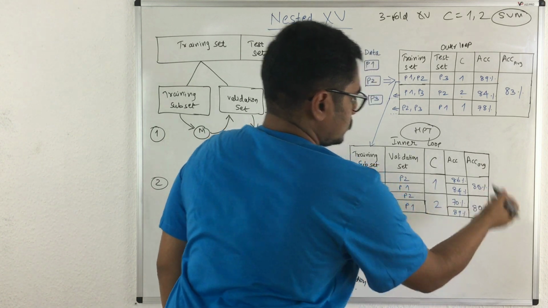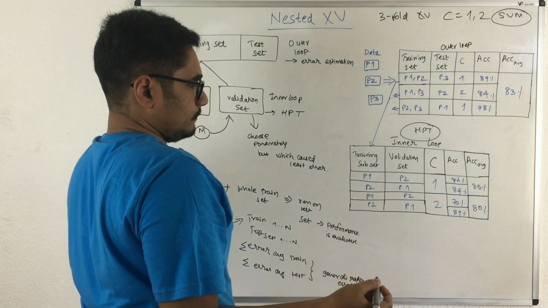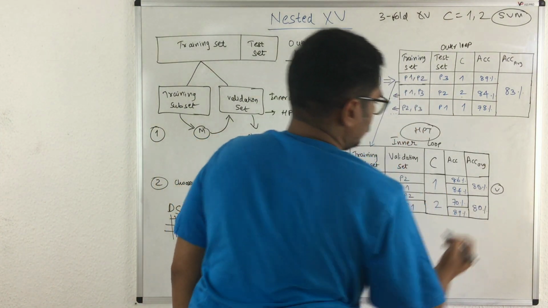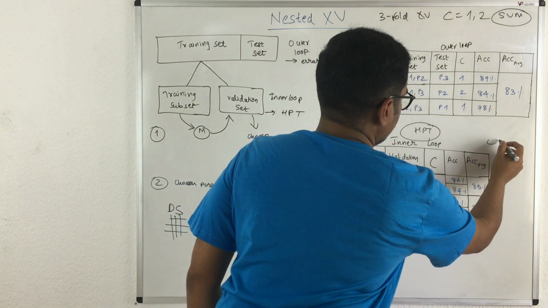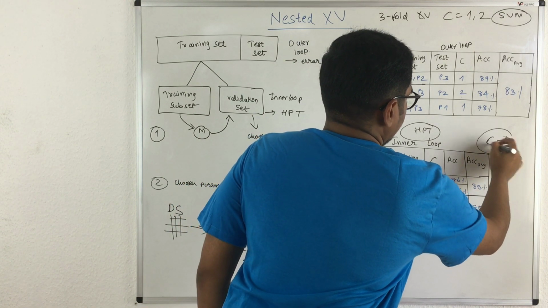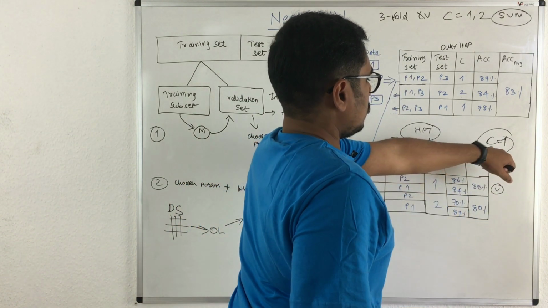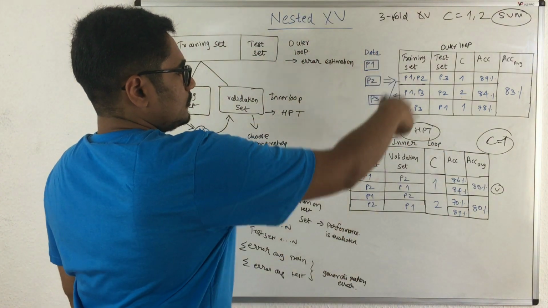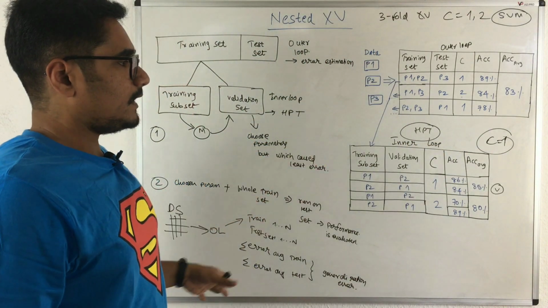After this, we estimate which combination yielded the highest accuracy. So we have 85% with C equal to 1, and so we have this optimal parameter when run with the model, that is C equal to 1. So this is how nested cross validation works.